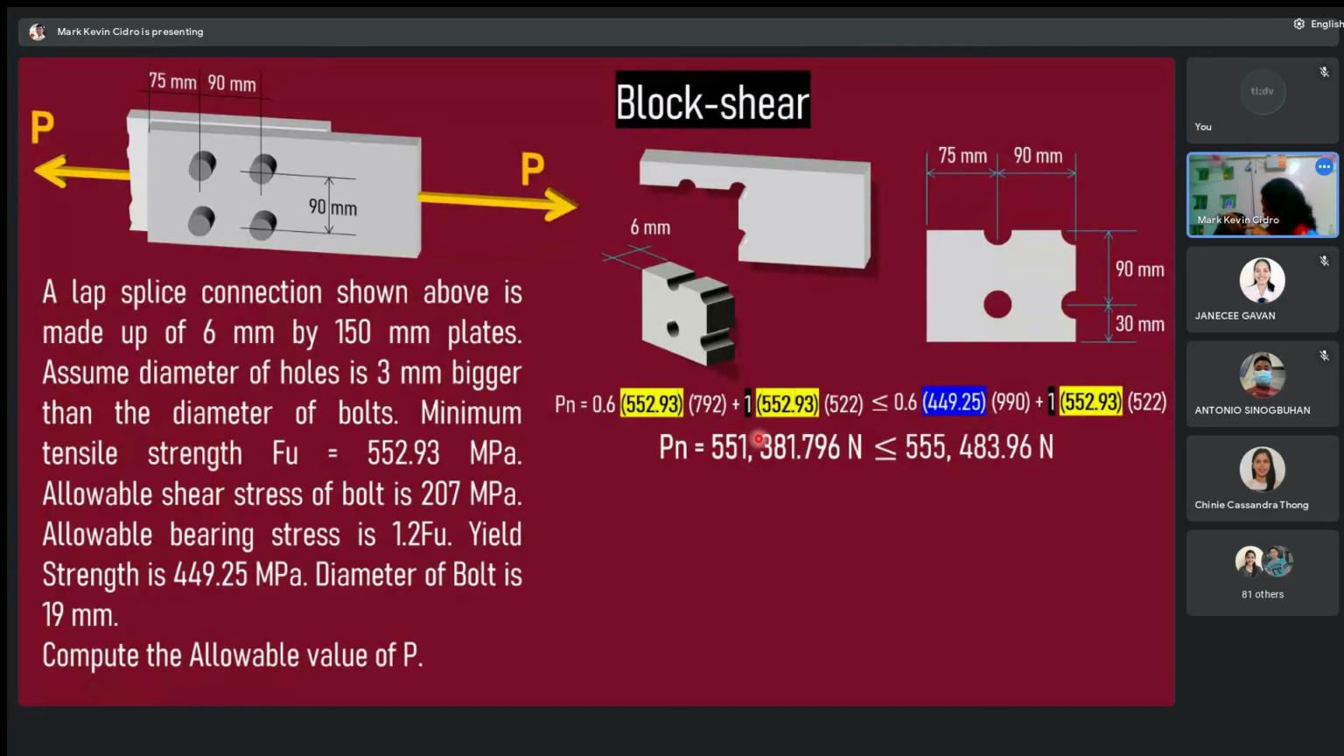What if mas dako an PN kaysa niya nga quantity? It mag-prevail is this one kasi it should not be greater than this one. Yung mo gagamiton is 555,483.96 kung mas dako yan. So, okay. So, i-consider natin ang PN.